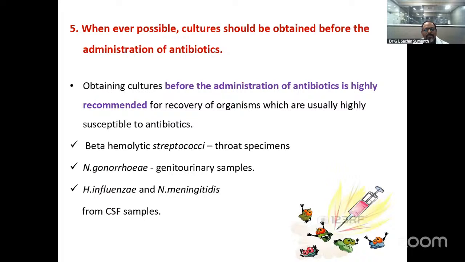Obtaining cultures before the administration of antibiotics is highly recommended, especially for the recovery of organisms which are highly susceptible to antibiotics. For throat specimens, for beta-hemolytic streptococci, in genitourinary specimens for Neisseria gonorrhoeae, and in CSF samples for Haemophilus influenzae and Neisseria meningitidis, definitely we need to collect the sample before the administration of antibiotics.